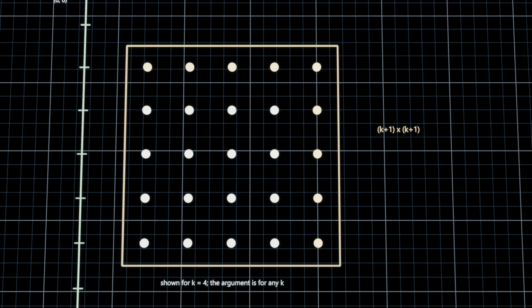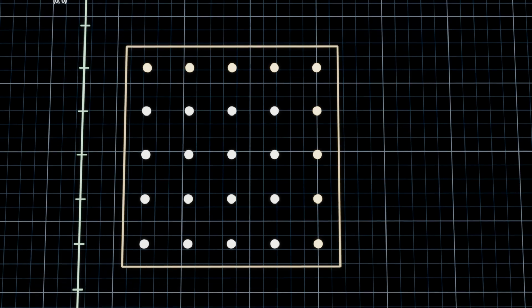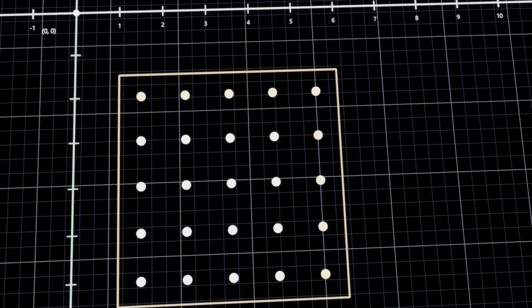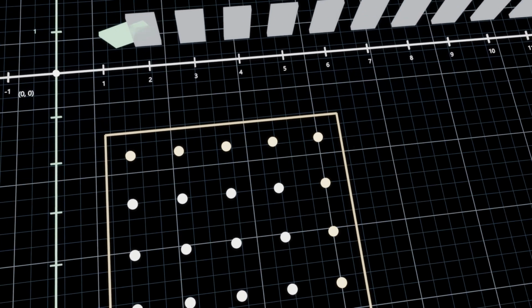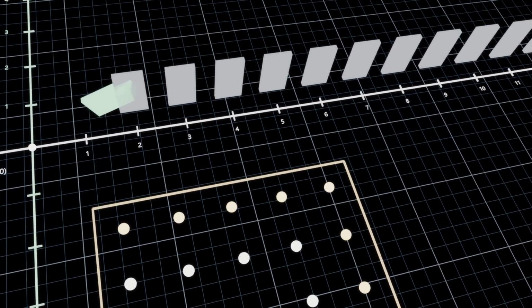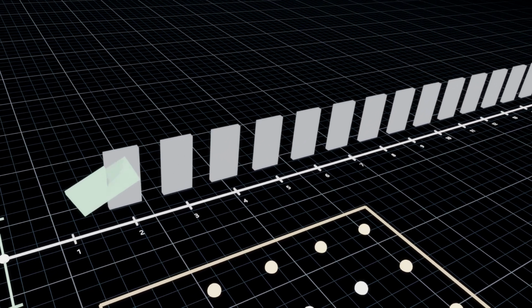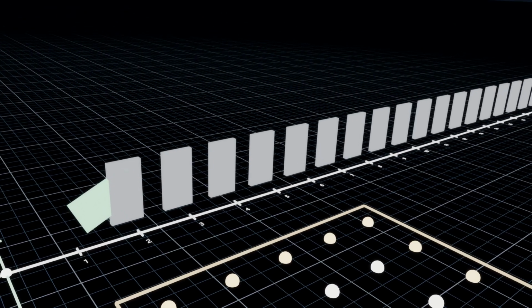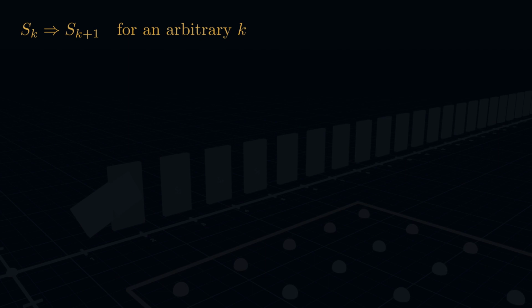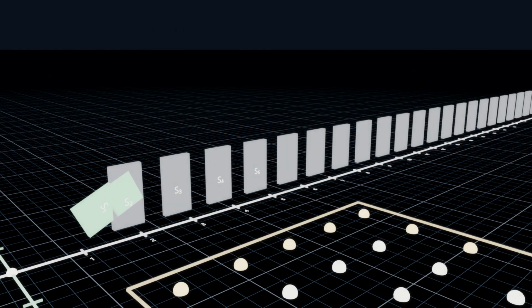That is why adding odd numbers gives squares. Each odd number is the L-shaped layer that grows a square by 1. The algebra, k squared plus 2k plus 1 equals (k plus 1) squared, is that picture written in symbols. We have shown that S(k) implies S(k plus 1) for an arbitrary k. The inductive step is done, and you have seen both what it says and why it is true.